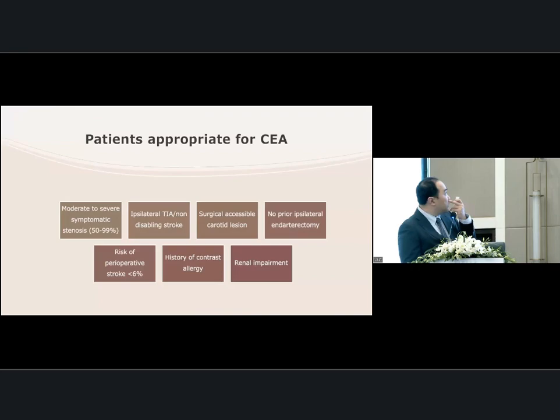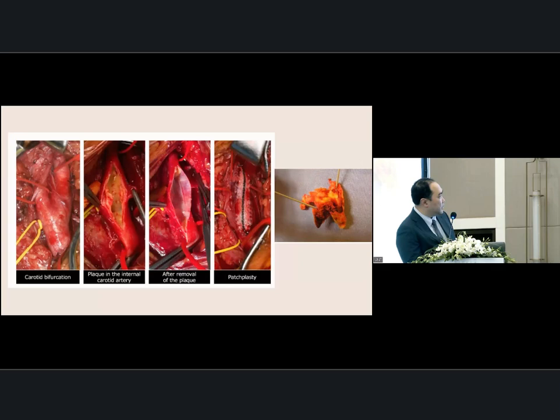Now, that's really the literature, but you don't only talk about the 70% stenosis. You have to consider many other factors. So how do I choose? For example, if you have no accessible ipsilateral carotid, a history of renal impairment, you can't have contrast or have contrast allergies, your risk of stroke, you should consider CEA. And that's really what you do, right? The carotid bifurcation, arteriotomy, and endarterectomy itself, and then consider a patch.